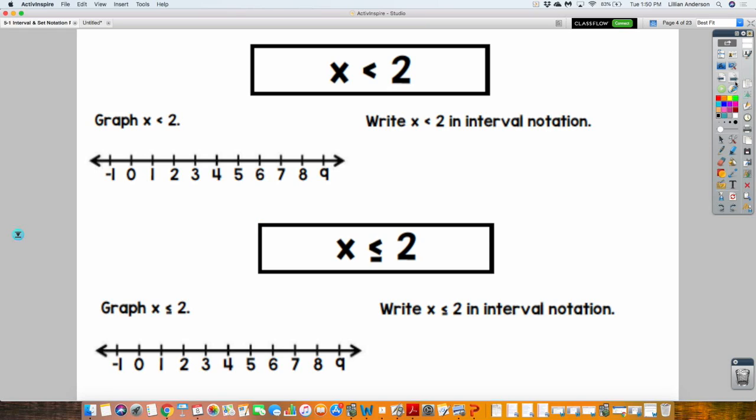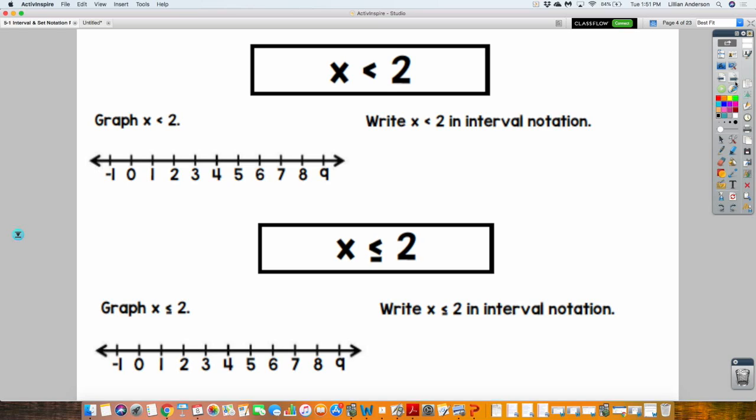We're going to be writing and graphing compound inequalities using interval notation. Now, everybody recognize this right here? What is that symbol? Less than. It's a part of the inequalities family, right? You've got less than, greater than, equal to, less than or equal to, all those different things.